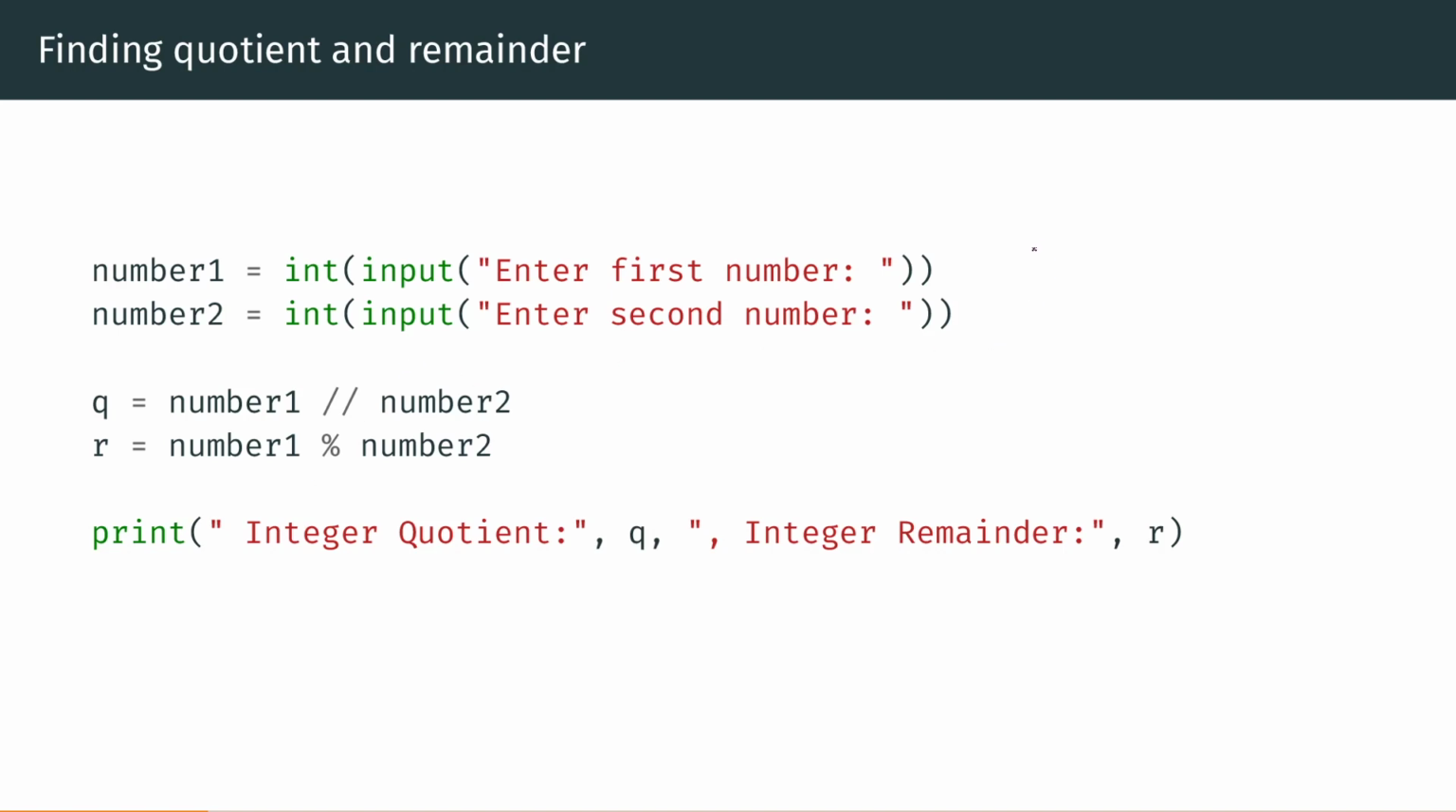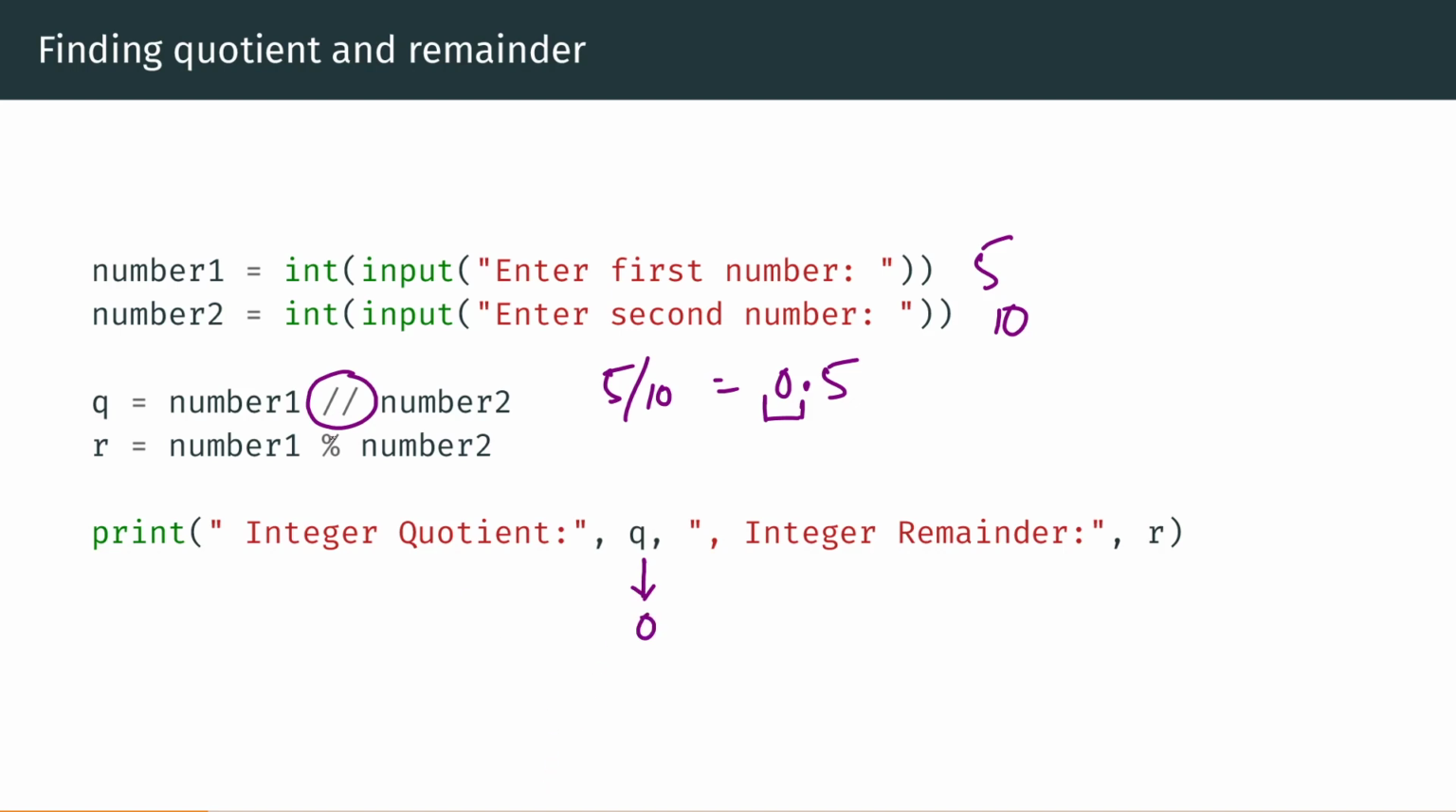Okay, so let's say you enter two numbers, 5 and 10. Now the integer division is essentially you divide one number by the other and take the integer part. You ignore the decimal part. So when you divide 5 by 10, what would be the answer? The answer would be 0.5. Now, what is the part before the decimal? It's 0. So the quotient would be 0.